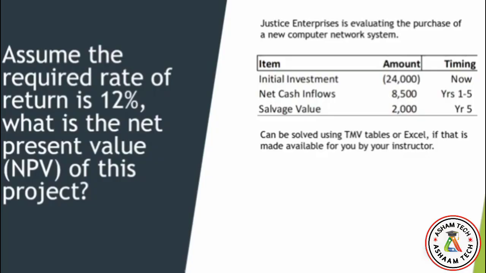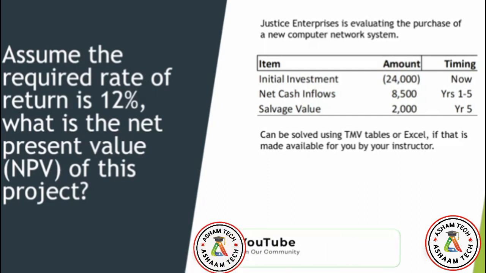All right, let's look at this net present value question. So this company is evaluating the purchases of a new computer network, and here's the information, right? They have initial investment of $24,000. That happens now. There's net cash inflows of $8,500. This happens for 5 years, each year for 5 years. And then there's salvage value of $2,000 at the end of 5 years.